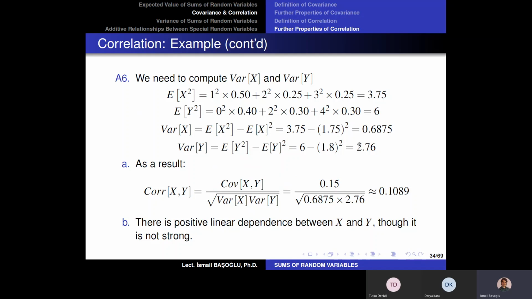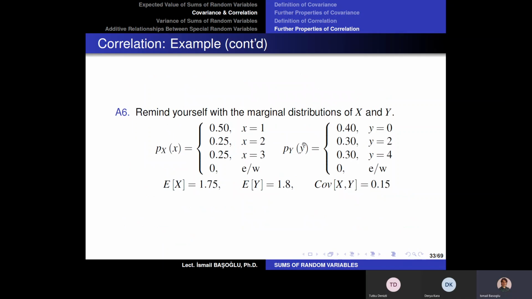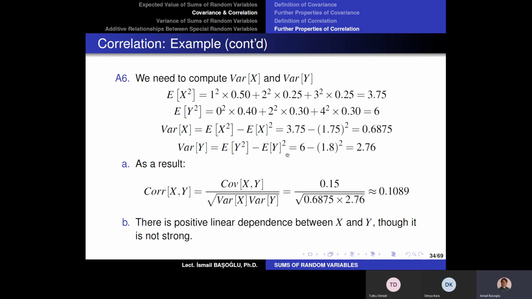And if you subtract the square of the expectation of x from 3.75, you get 0.6875 as the variance of x. Just like that, because we know the marginal probability mass function of y, we can compute the expected value of y squared and then the variance of y as 2.76.